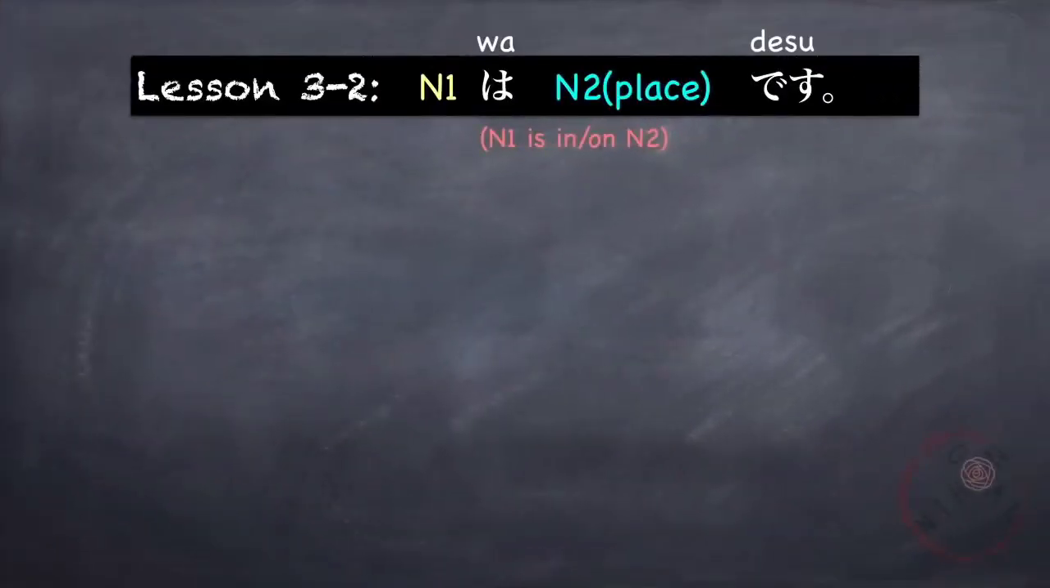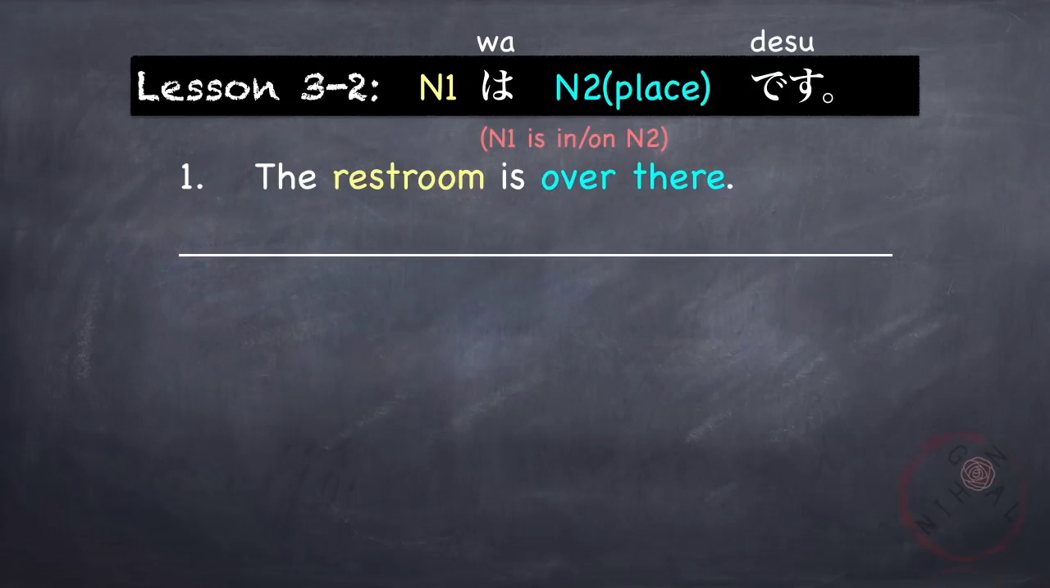Next is the grammar pattern N1 wa N2, which is a place, followed by desu. N1 wa N2 desu. If you remember, we learned this pattern in the very first lesson. So this explains where a place, a thing, or a person is or is located. N1 is on or in N2. For example, the restroom is over there. Restroom or bathroom is toire.